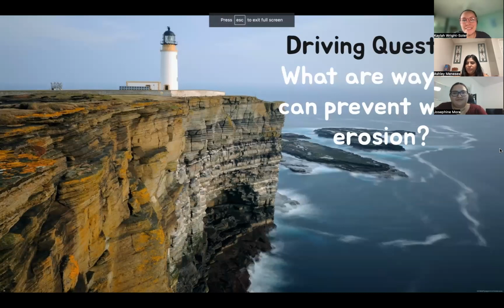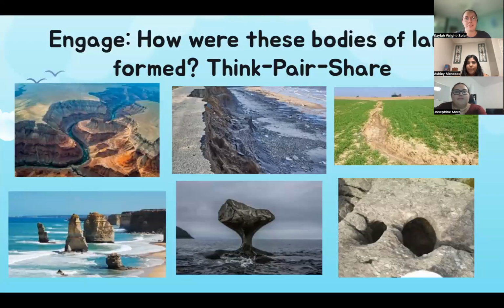Okay, so let's go ahead and take a look at our driving question for today. What are ways we can prevent water erosion? Think about this. I want you to think in your head, then you're going to pair up with a partner and share your ideas about how you believe these bodies of land were formed by water. Think about it. Think in your head. Really quick. Find a picture. Think about how you believe they were formed. Now I want you to pair up. Go ahead and share.